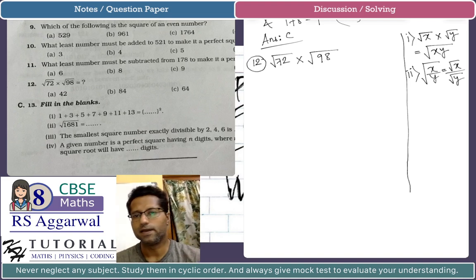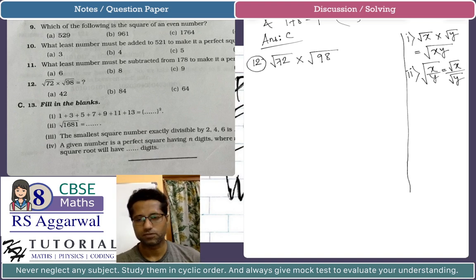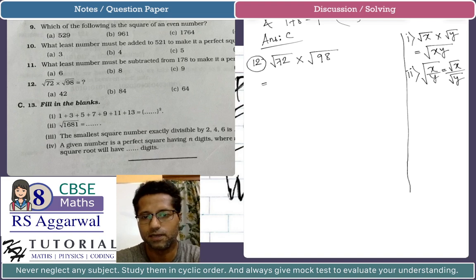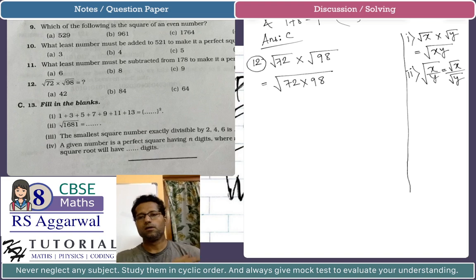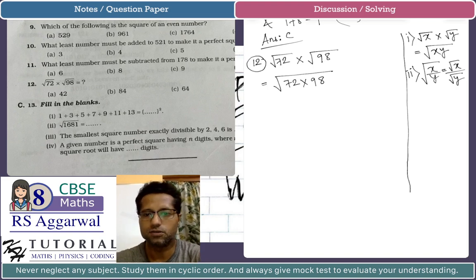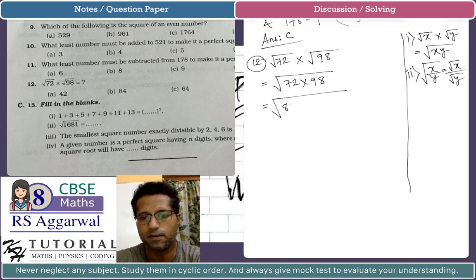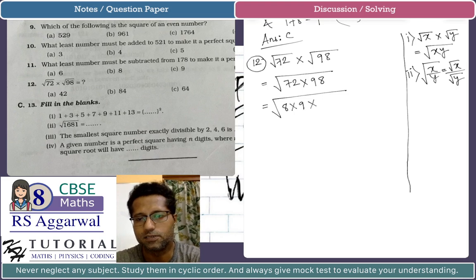So now we see that 72 and 98 are not perfect squares, as they are ending in the digits 2 and 8. Any number ending with the digits 2, 3, 7, or 8 cannot be a perfect square. So we will express it as square root of 72 multiplied by 98. Now if we do the factorization of the numbers, we can see that 72 is 8 into 9 and 98 is 49 into 2.